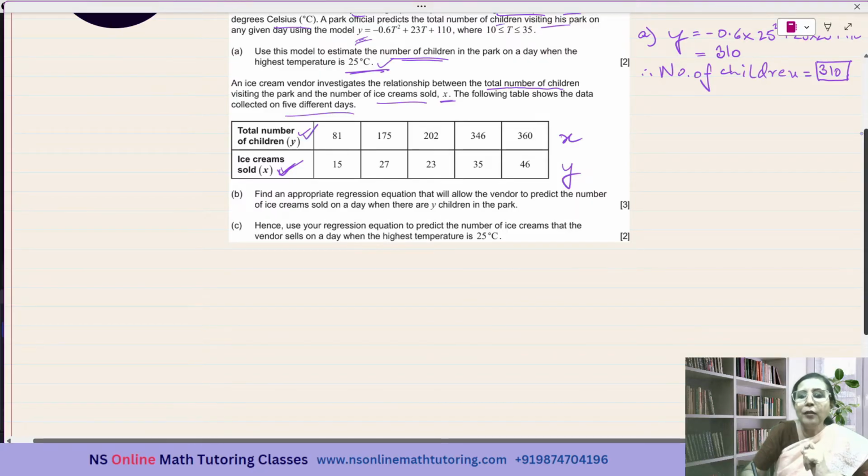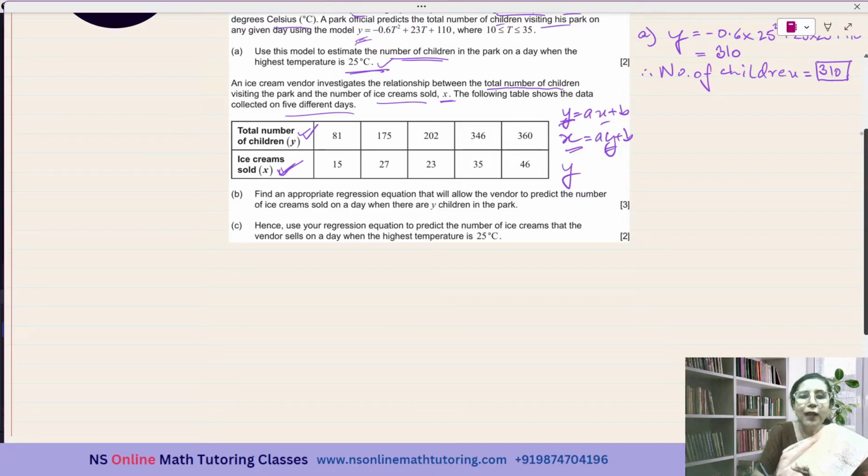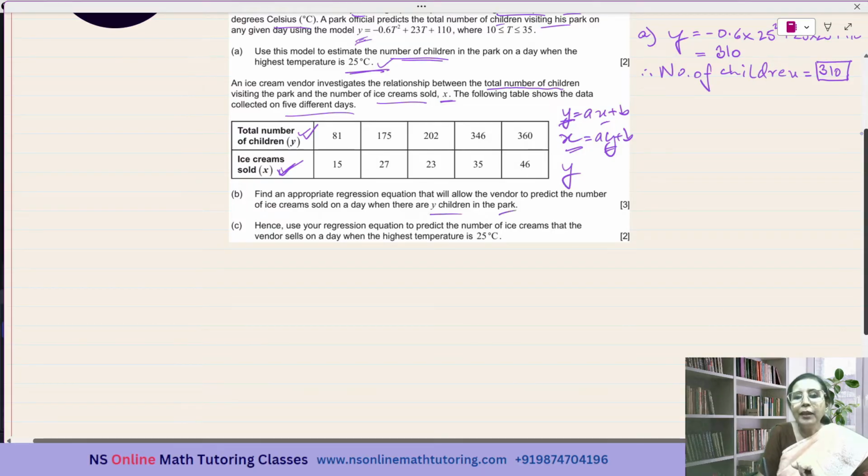Therefore, we usually write the regression equation as Y equals AX plus B, or MX plus C, whatever it is, because Y is usually the dependent variable and X is the independent variable. But in this case, we will have X equal to AY plus B, because over here X is the dependent variable and Y is the independent variable. Now coming to subpart B's question: find an appropriate regression equation that will allow the vendor to predict the number of ice creams sold on a day when there are y children in the park.